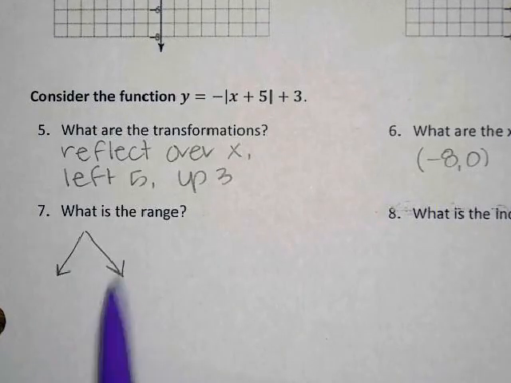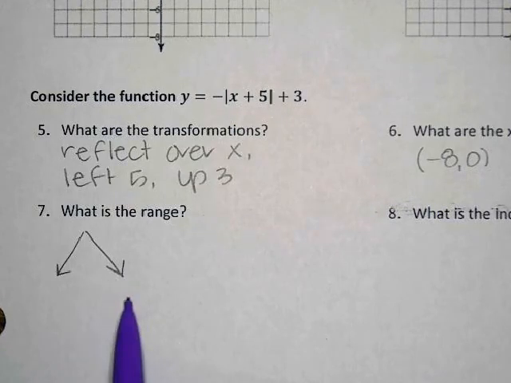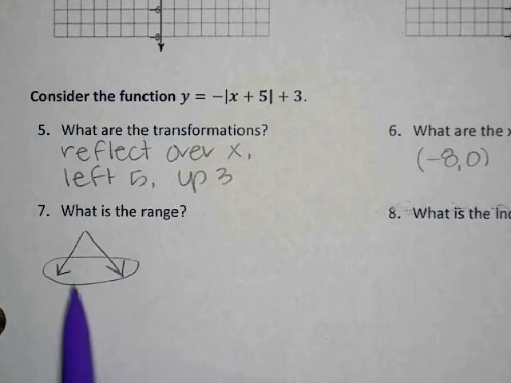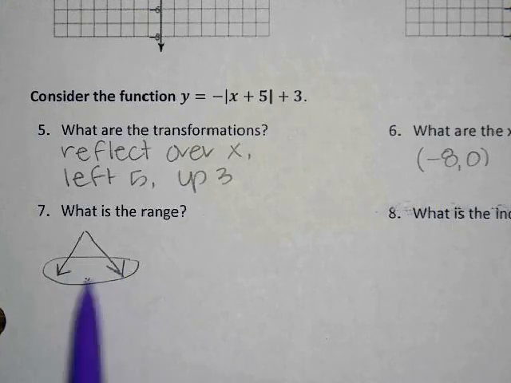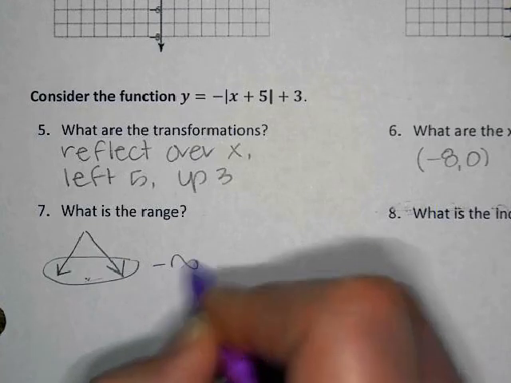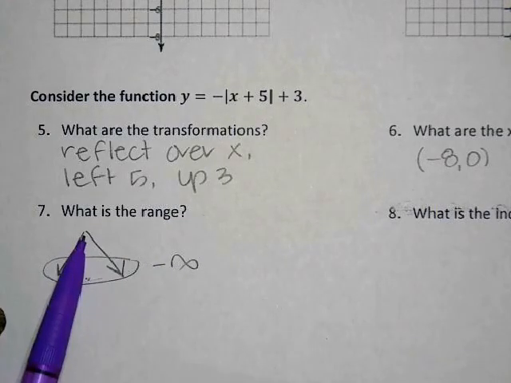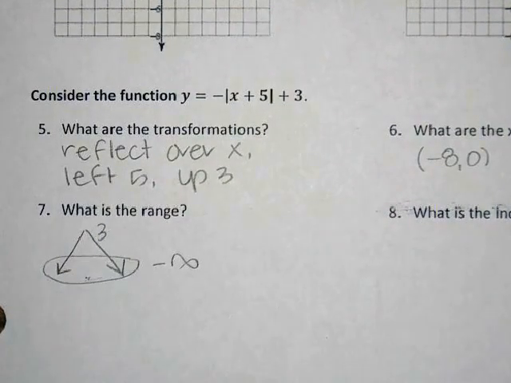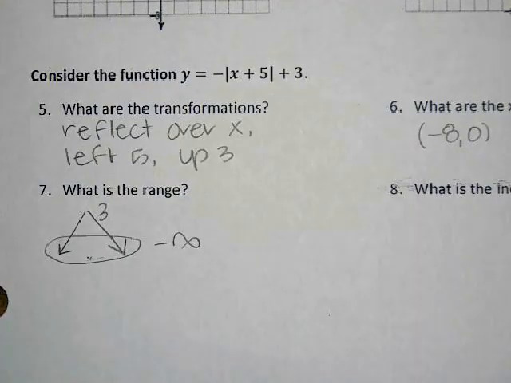All right, so we're going to use y coordinates for the range. So we're going to look at the bottom of the picture. What number is the bottom of the picture? -infinity, arrows pointing down. And then what number is the top of the picture going to be? 3, because we're using the y coordinate of the vertex. So the bottom of the picture is the arrows, the top of the picture is the y coordinate of the vertex.